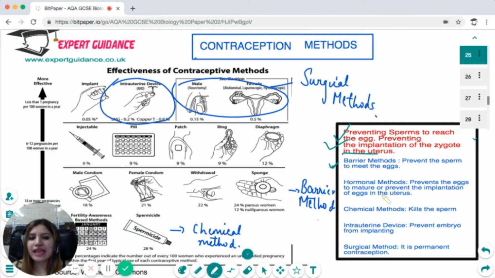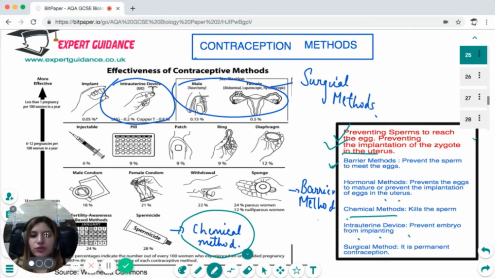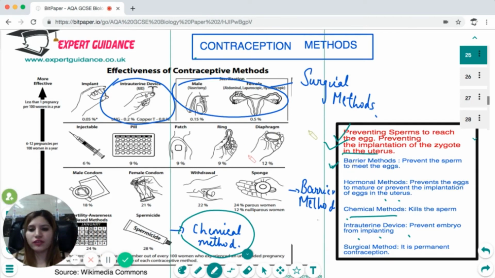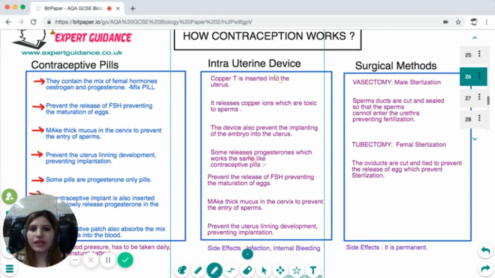which prevents the egg from maturing or prevents the implantation of the eggs in the uterus, or the chemical method, which uses spermicide to kill the sperms, or the intrauterine device, which prevents the embryo from implanting, or the surgical method, which provides permanent contraception. Okay, so these are the various contraception methods, and they can come in a long note maker or a small question. So you should know what are the various contraception methods that we have. Next we have how contraception works.